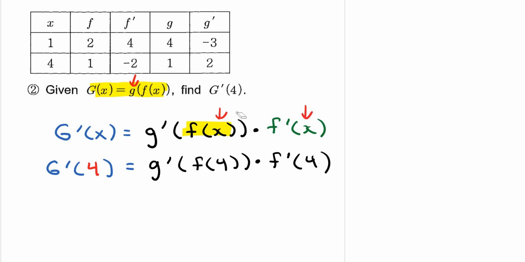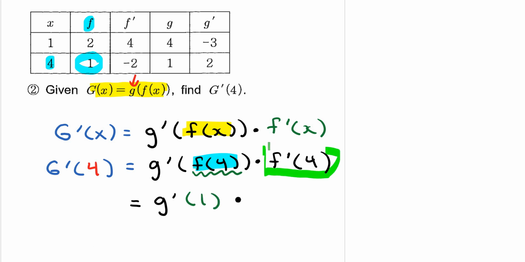Let me erase that and erase that. Then let's figure out what's happening here. What's f of 4 here? Here's f, and there's 4, so f of 4 is 1. So what I have now is g prime, and f of 4, we found out that was just 1, so this will be bracket 1. And then we multiply that by f prime of 4. Here's f prime, there's 4, so f prime of 4 is going to be negative 2. So this will be negative 2.